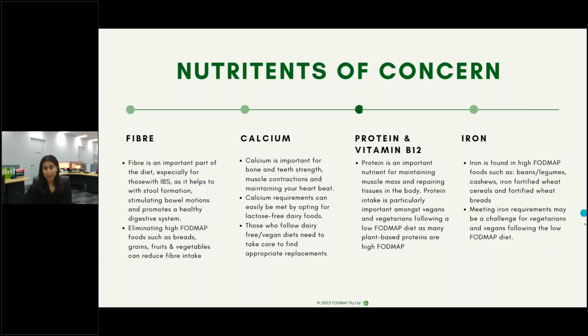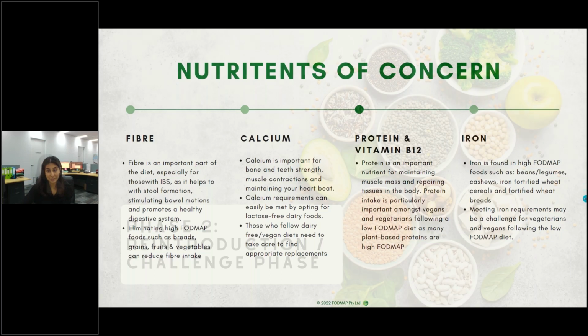And lastly, iron. Iron is found in those high FODMAP foods such as beans and legumes and cashews and iron-fortified wheat cereals. So it's important, again, to meet those iron requirements for those that are vegetarian and vegan following the low FODMAP diet. And this is why it's really important to not stick to the low FODMAP diet forever. This should only be a short-term phase of the diet, 2 to 6 weeks maximum, and then moving on to phase 2 of the diet.